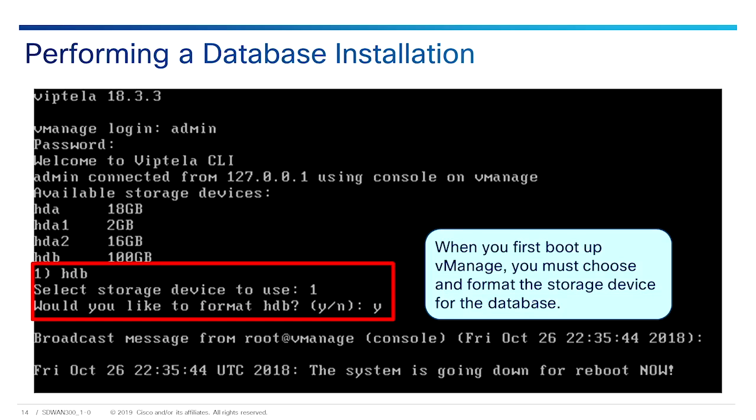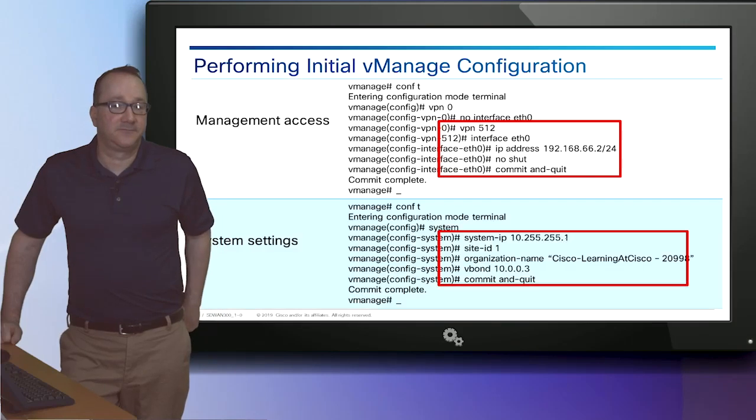Okay? At the first boot, you're going to have to choose which of the 2 available storage devices to use for the vManage database. You're probably going to want to choose the big one you just added, that you just set up. Before usage, of course, you're going to need to format it. Then vManage is going to reboot and be ready for initial configuration. Okay?